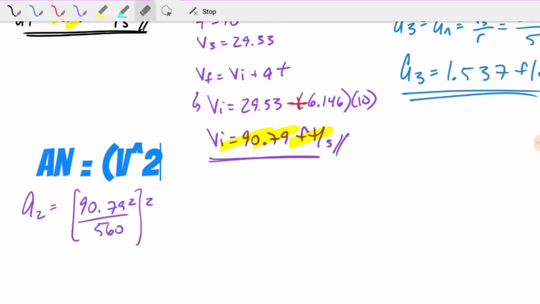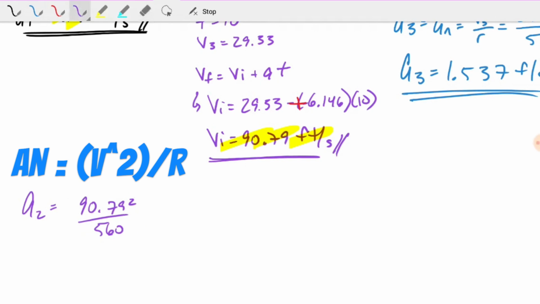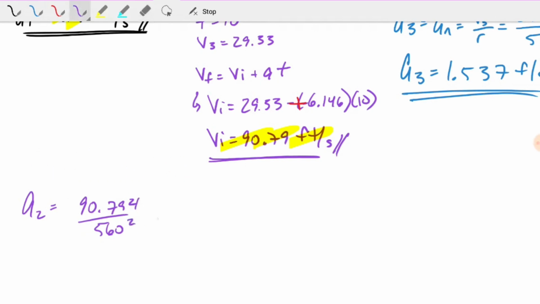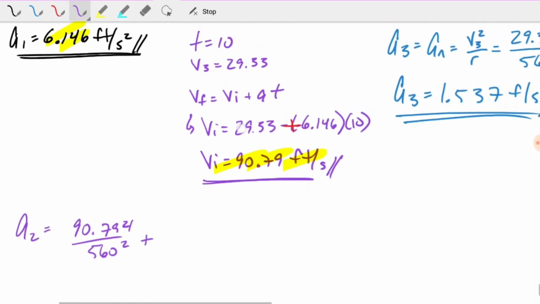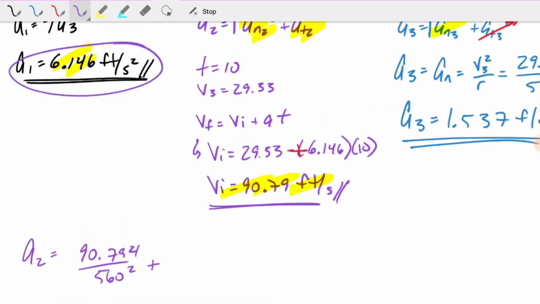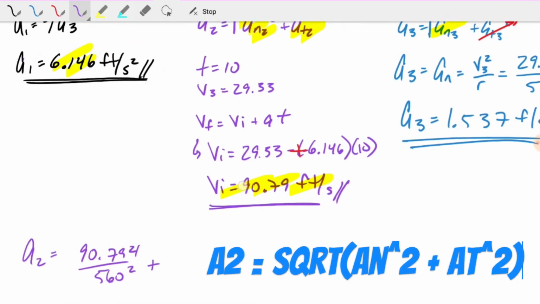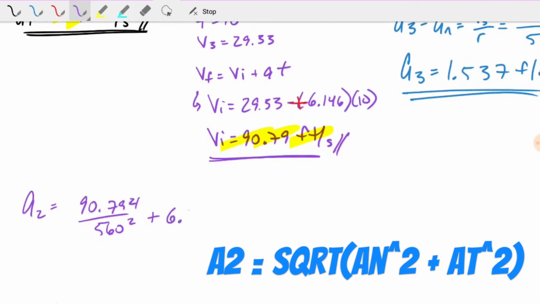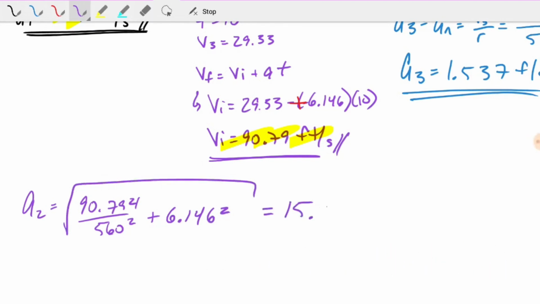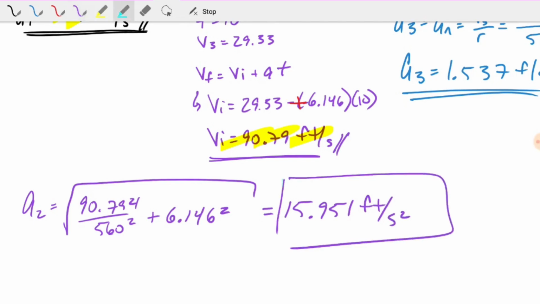Actually, you know what? I'll just square each term. So the normal squared becomes a fourth power, plus the tangential, and we know the tangential is this because it's constant the whole time. So 6.146 squared. All right, so I got my tangential squared, take my square root, and then that'll give me my answer, 15.951, and that'll be its acceleration, in feet per second squared. So that is my answer.